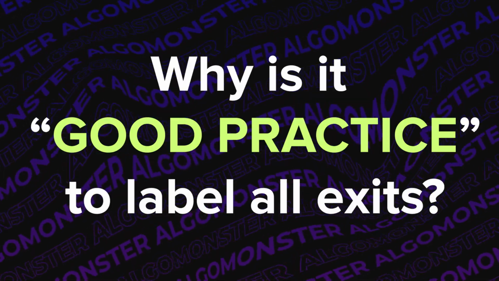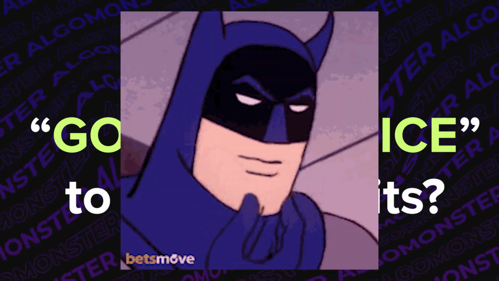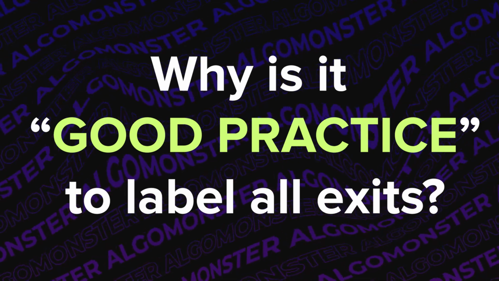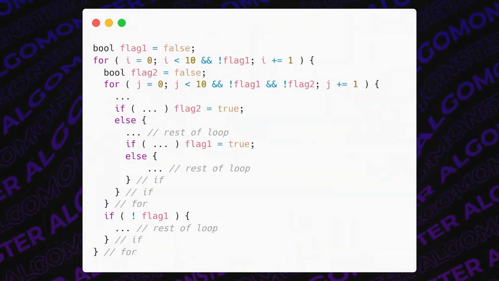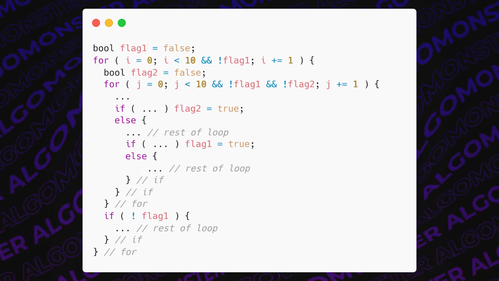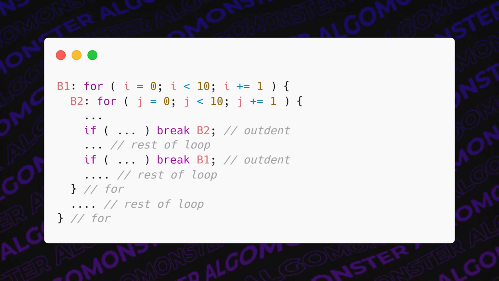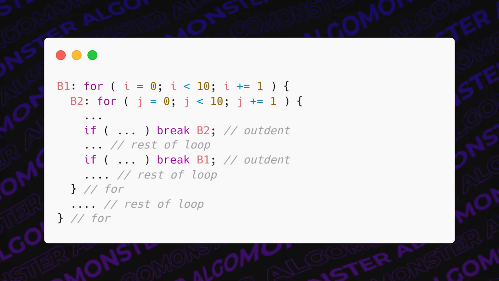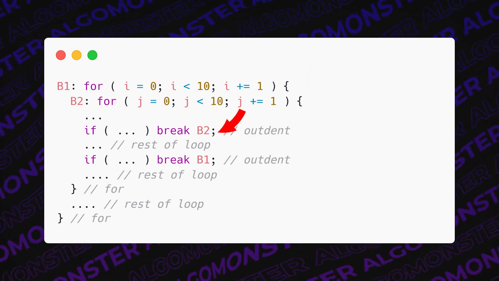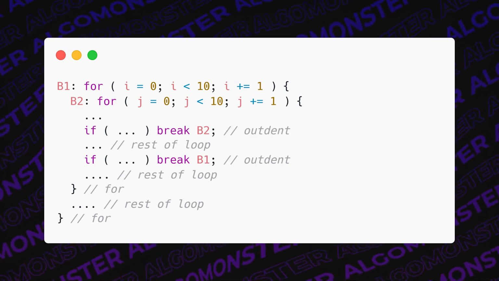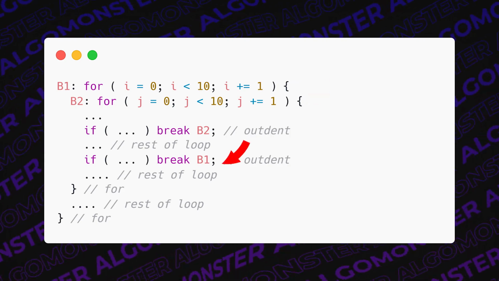But why is it good practice to label all of our exits? Well, this way we can eliminate all flag variables within a multi-level exit. So in this example, instead of writing all these boolean flag 1 and boolean flag 2s, and then having a bunch of conditions to break out of them, we could basically just use these multi-exit loops using these labels here. For example, if I wanted to break out of the index I for loop, I could basically just say if condition break B1, and if I wanted to break out of the B2 or the J for loop, I can just say if condition break B2.